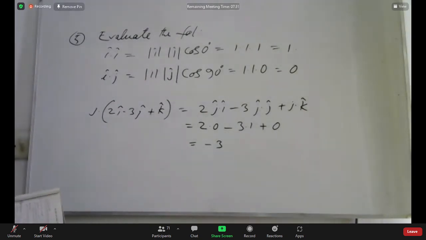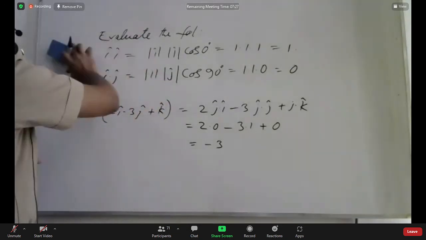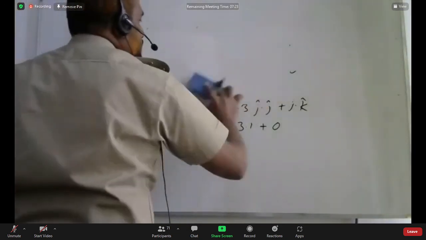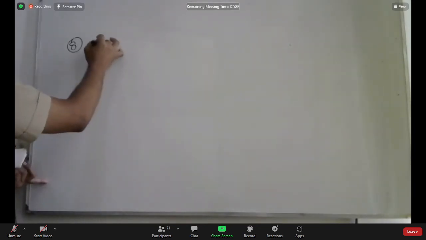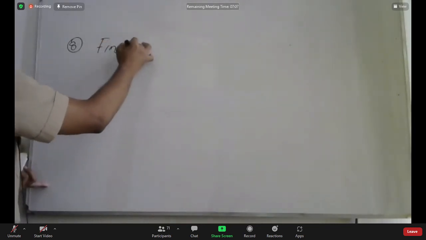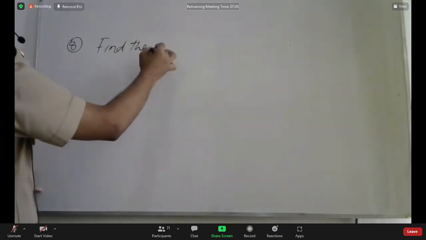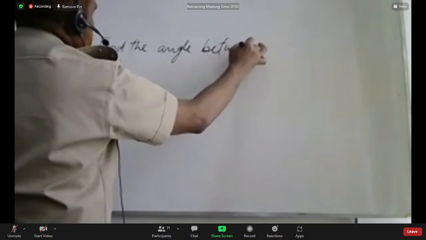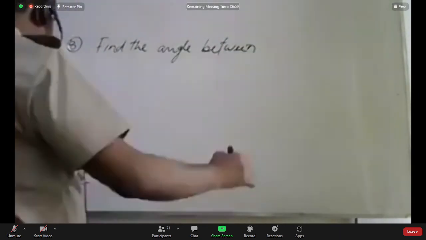Now do another problem. Find the angle between A and B. This is number 8. Find the angle. Are you following me? Yes, sir.